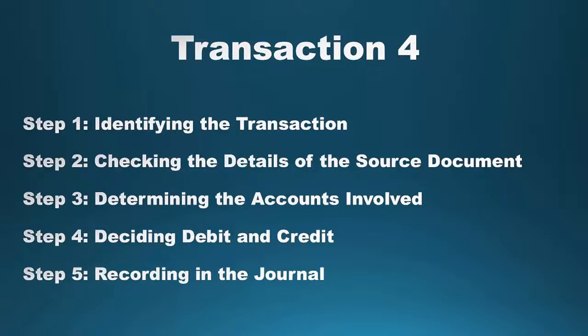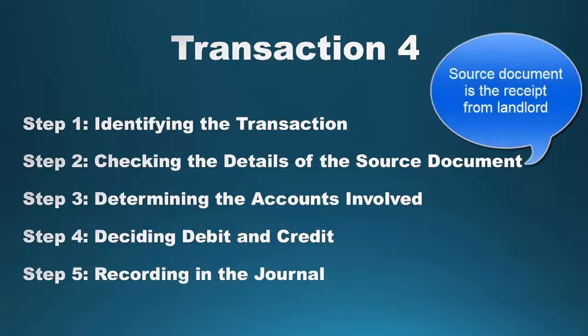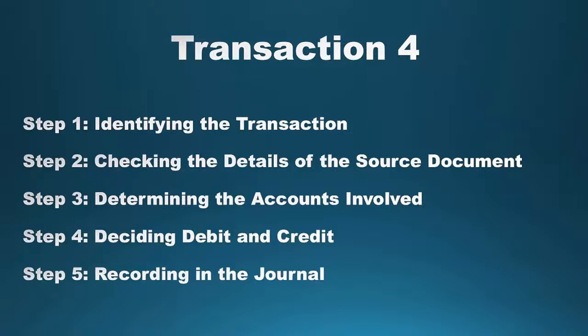Step 2. Checking the details of the source document. The source document for this transaction is the receipt provided by the landlord or property manager. This receipt includes the date of the transaction, the amount paid, $1,500, a description of the payment, rent for the shop, and confirmation that payment was made in cash. Always verify that the receipt matches the payment details.